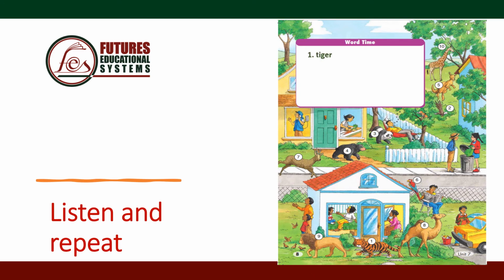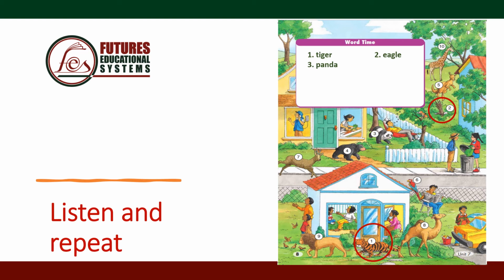Tiger. Can you find the tiger here? Yes, this is the tiger, number one. Eagle. Where is the eagle? Yes, it's flying near the house. Number three, panda. Where is the panda?